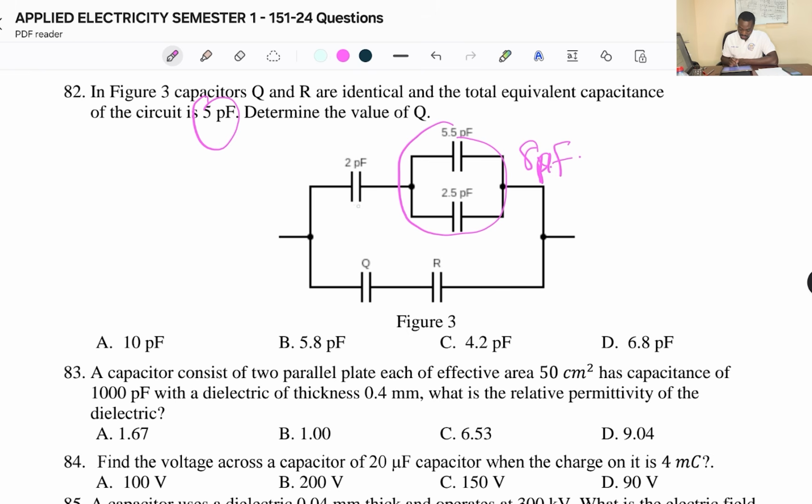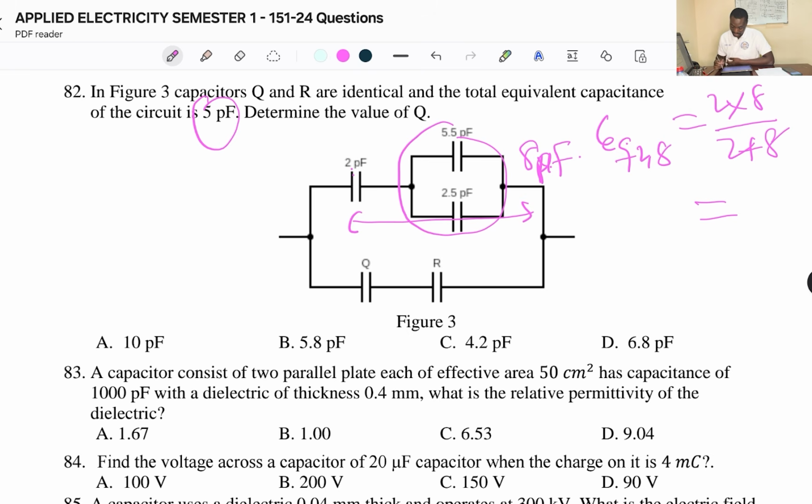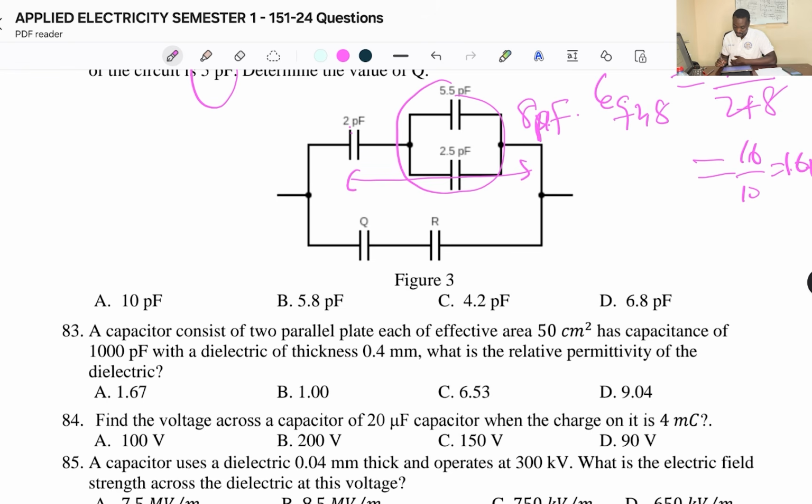Then this 8 and the 2 pico will now be in series. So to get the equivalent capacitance, that will be equal to the product, 2 times 8. Remember, they are all pico, so there's no need to even put the pico here. If I just leave it like this, over the sum, 2 plus 8, that will be 16 over 10, that will be 1.6 pico. So you can just do it this way. When you finish, we add the pico.